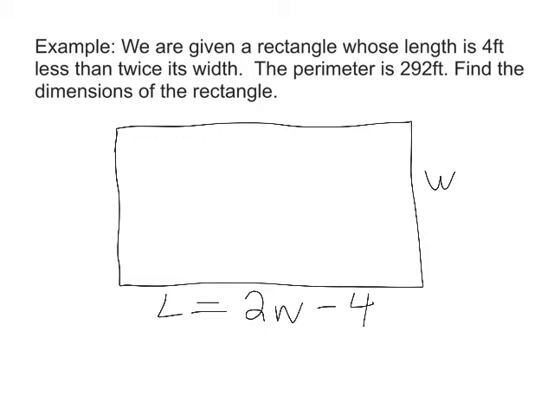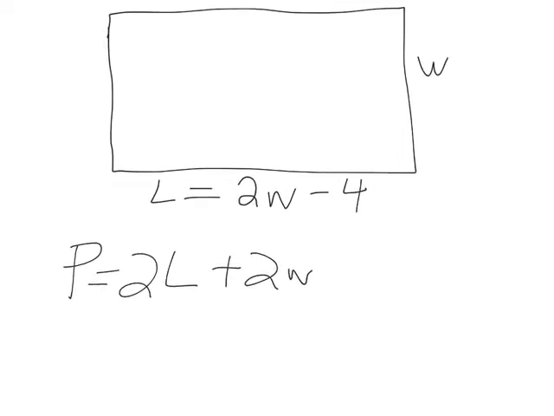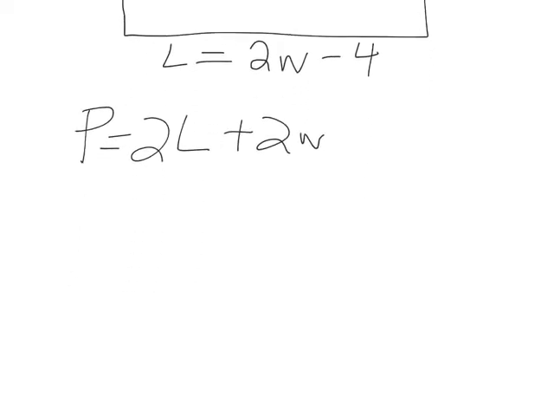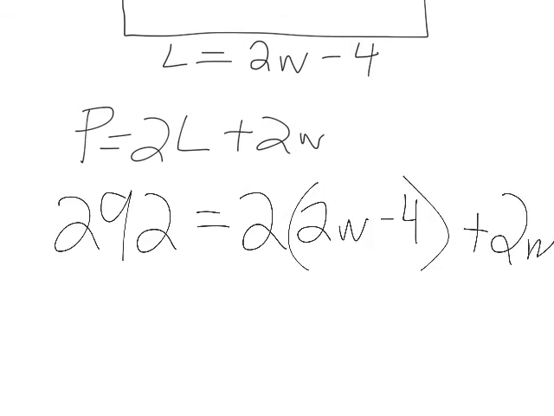Okay, so let's set up our formula. Here it is without anything plugged into it. Perimeter is equal to 2 times the length plus 2 times the width. So here's what we know. Perimeter is 292 feet. And we also have an expression for length, 2w minus 4, 4 less than twice the width. And then we still have that 2w term at the end.